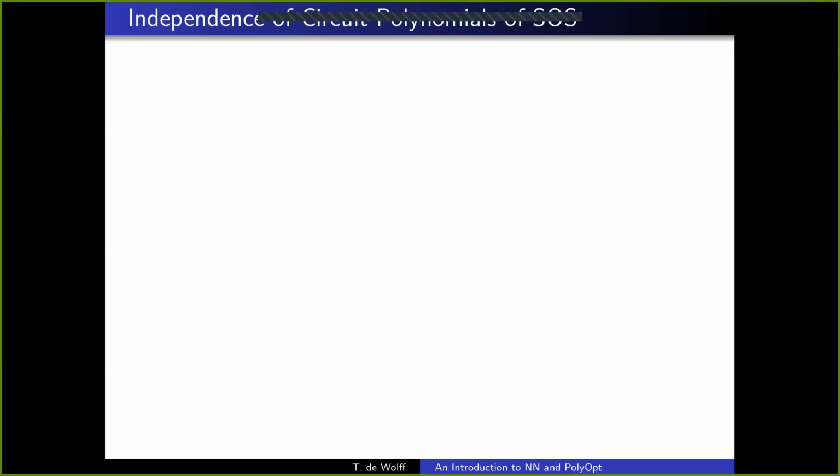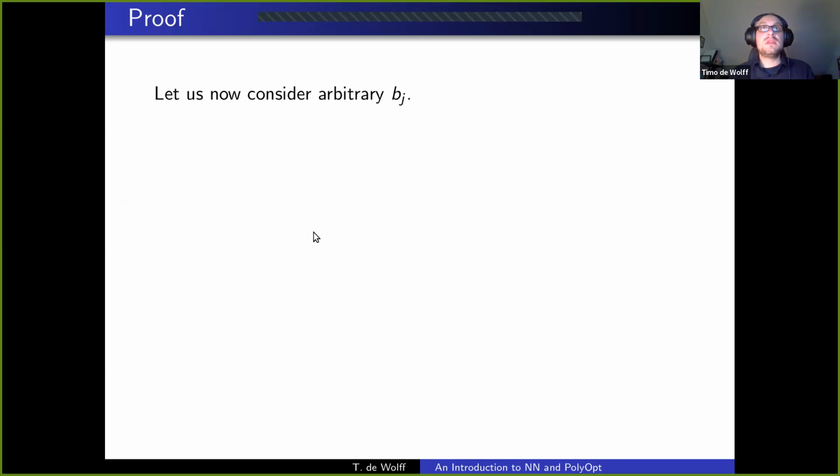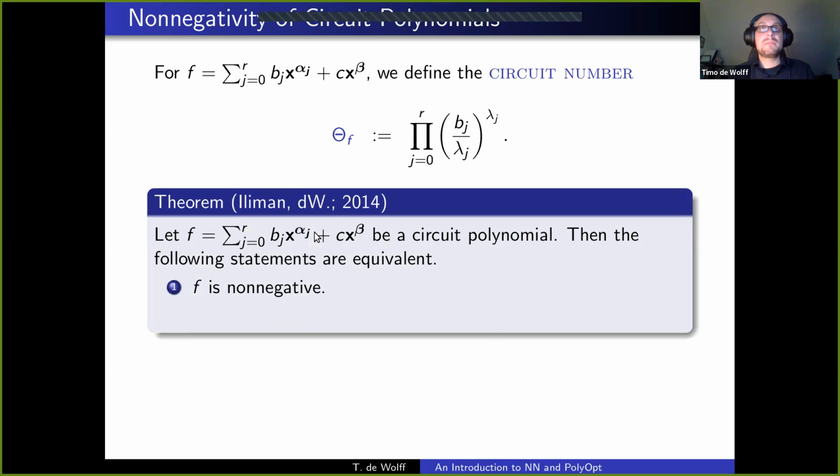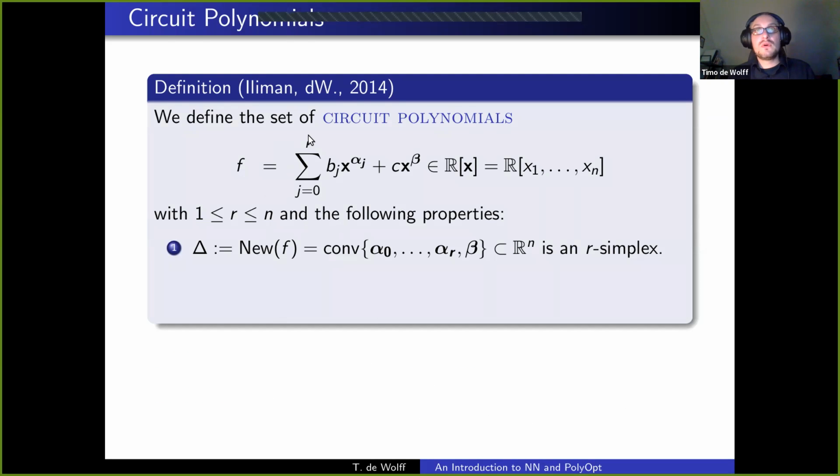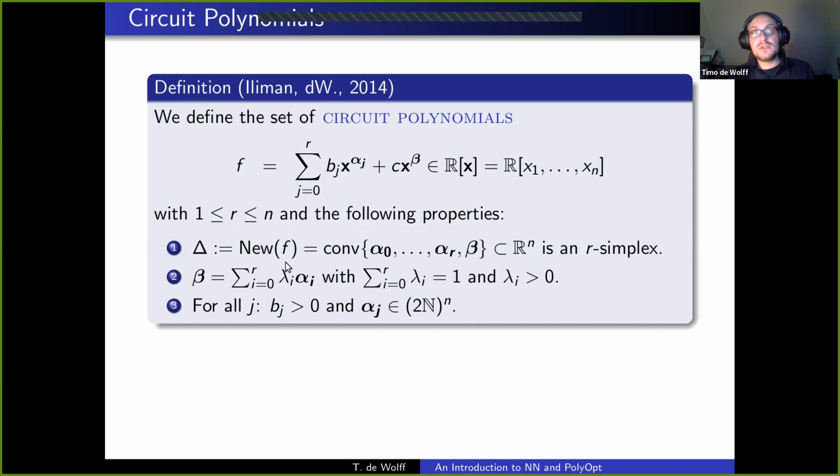Yeah, please. Why can you restrict to the positive orthant? Okay, yes, good. Let me just go back to the definition. So this is the polynomial we have at hand, right? And we have this third condition, which says that every one of these coefficients here is positive, and every entry of an exponent here is even. So this means no matter what signs a vector x has, these will always be positive terms, right?